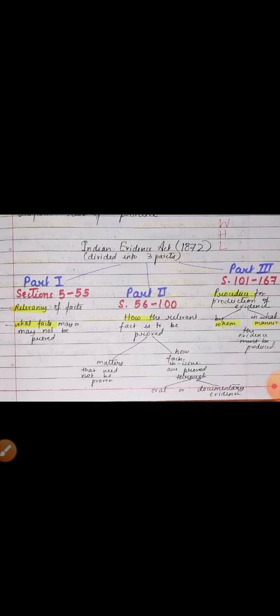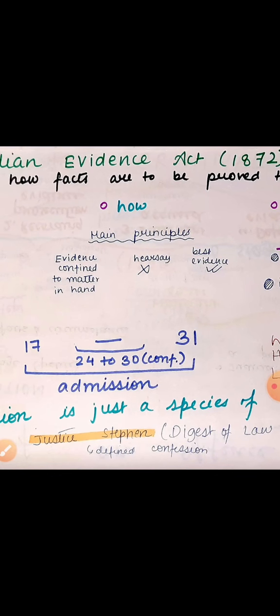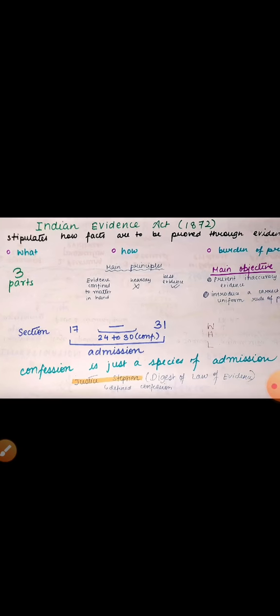Alright, now sections 17 to 31, which fall under part 1 of the Indian Evidence Act, as we did right now, deal with admission in general. And within sections 17 to 31, we have sections 24 to 30. Sections 24 to 30 deal with confession. There is a difference between confession and admission. Again, these 2 words are often used synonymously, but these 2 things are not similar. Confession is just a species of admission. It's just a form of admission.